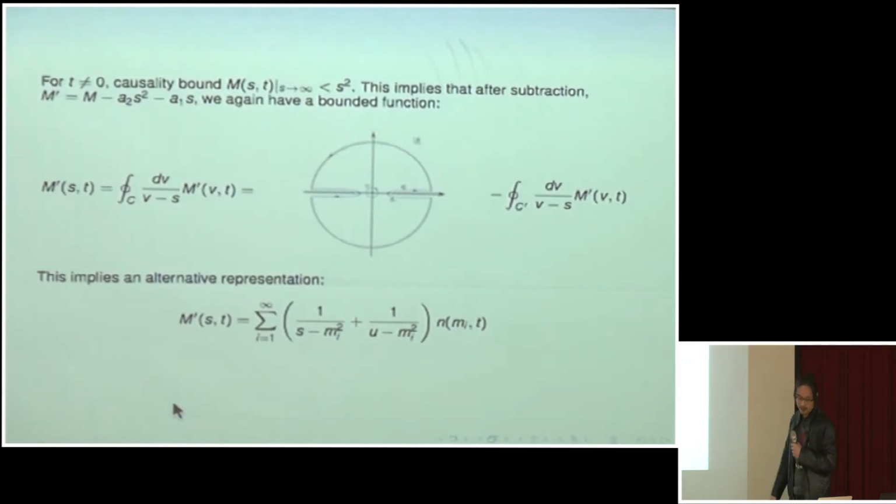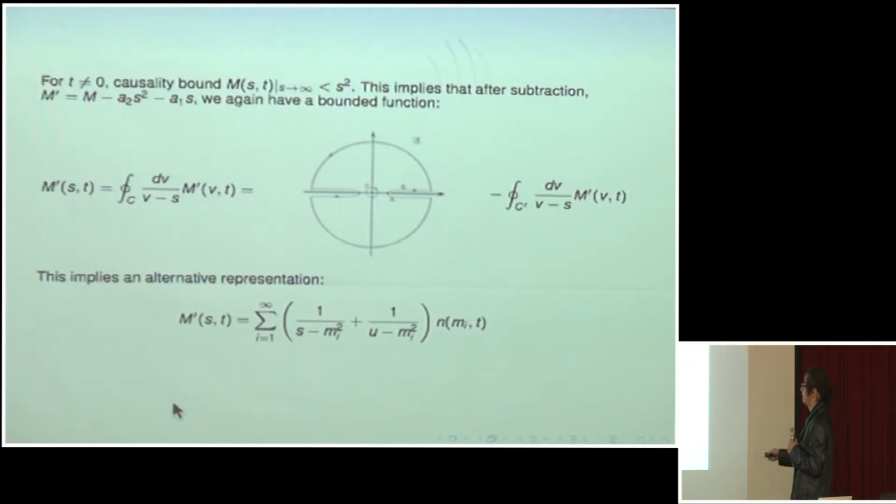Now, of course, if it's not t equals 0, then I don't have the optical theorem anymore. So what would I have? The majority of the talk will be about what that object is, the constraint from unitarity. But anyway, as long as I have some kind of bound at infinity, that means I can do the same discussion again, just with some particular subtraction.